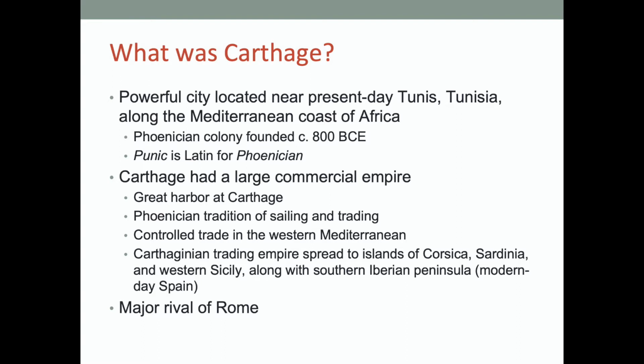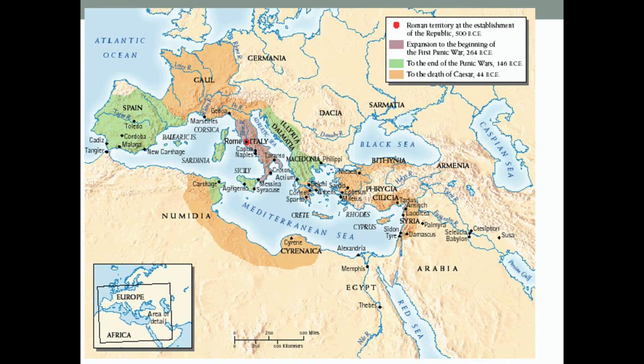They were really great merchants around the Mediterranean, just as the Phoenicians were before Carthage was founded. So Carthage itself had a really big, amazing harbor, and carried on these traditions of sailing and trading that the Phoenicians were known for. And because of this, they controlled most of the trade in the Western Mediterranean. So Carthaginian trading spread out to the islands of Corsica, Sardinia, and western Sicily along the southern Iberian Peninsula in modern-day Spain. Okay, so basically everything in the Mediterranean east of Italy was in Carthage's control and in their domain.